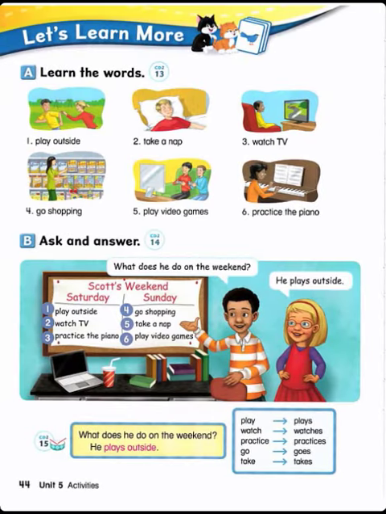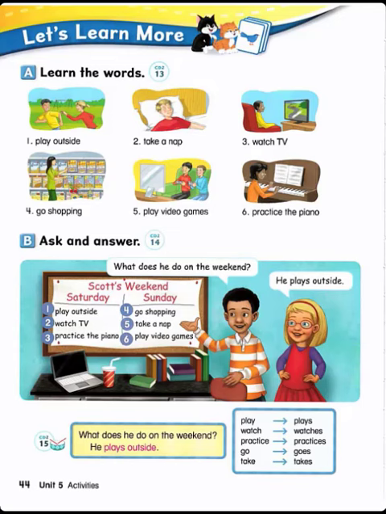Page 44. Let's learn more. A. Learn the words. Number 1. Play outside. Number 2. Take a nap. Number 3. Watch TV. Number 4. Go shopping. Number 5. Play video games. Number 6. Practice the piano.